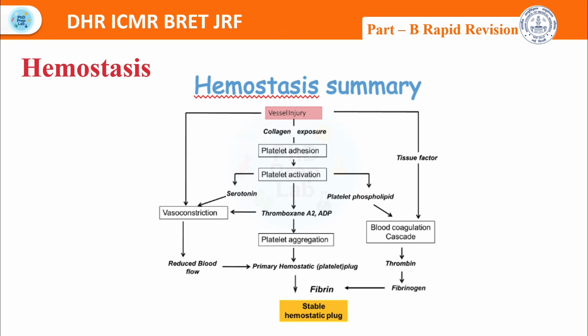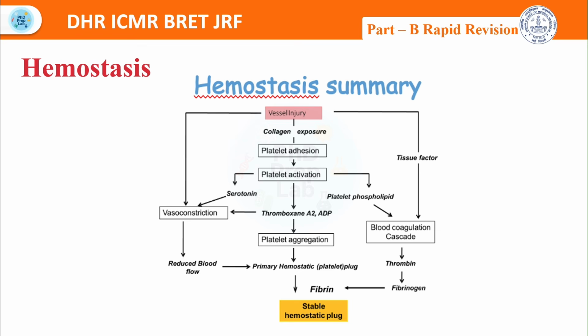Now, moving ahead, we have hemostasis. So there is this whole summary of hemostasis, which is basically the physiological process that stops bleeding at the site of injury while maintaining the normal blood flow. So it happens in three major steps.